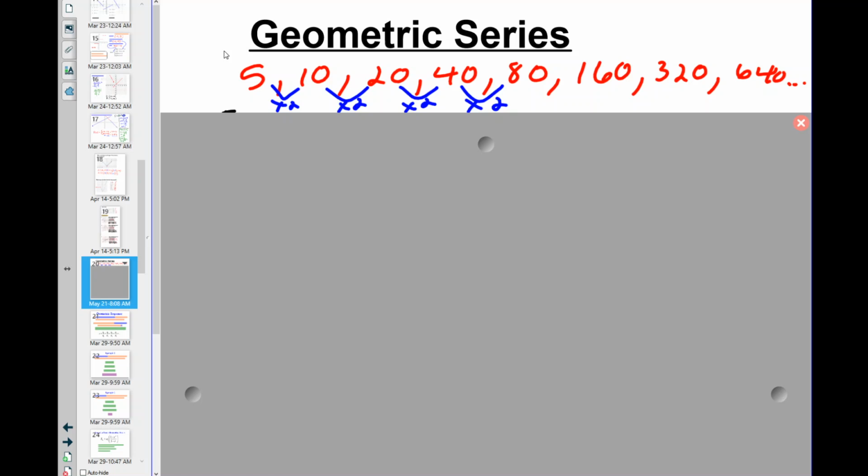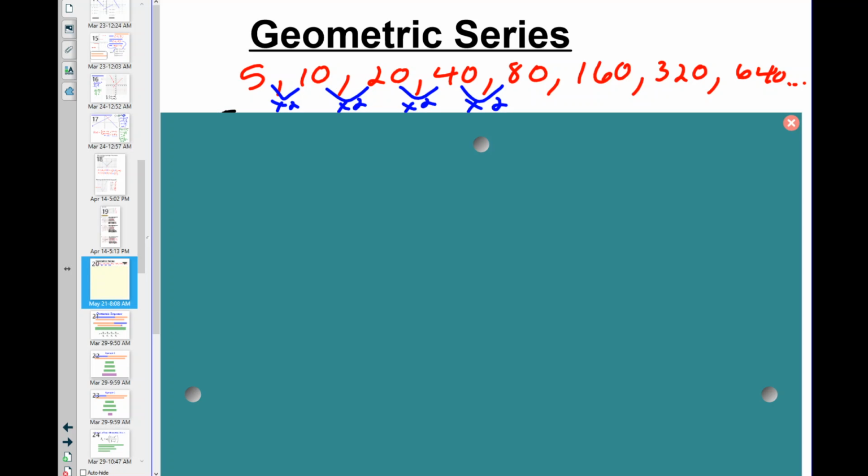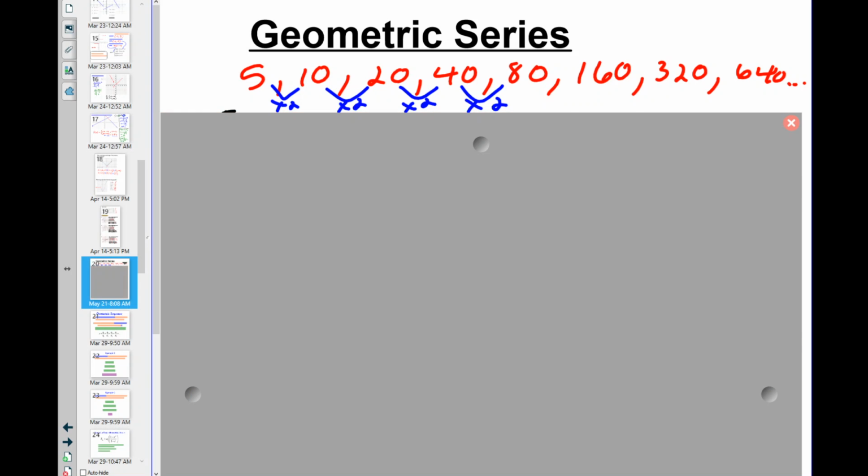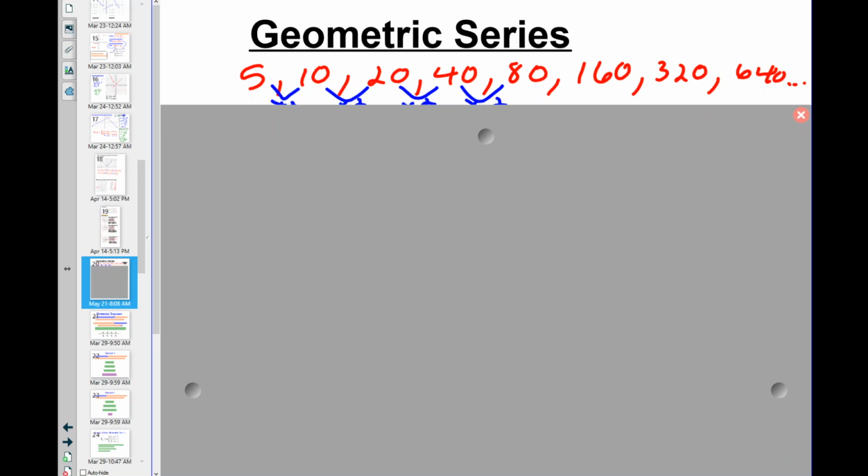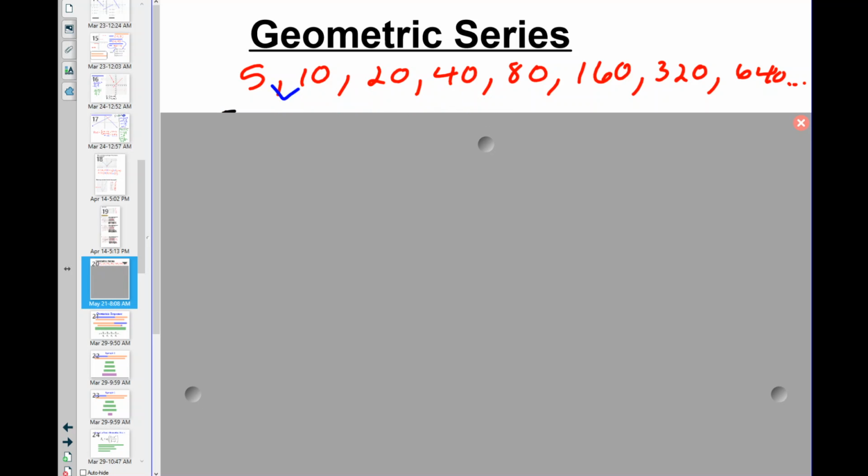Now, something interesting happens, though. Let's pretend this common ratio was negative, because that could happen. And let's say instead of multiplying by 2, let's say I got crazy. Well, I already am crazy, but let's say I got crazier. Let's say I wanted instead to multiply by negative 2 times negative 2 times negative 2. What would happen there? Okay, they would alternate signs. 5 times negative 2 is negative 10. Then it would be positive 20, negative 40, positive 80, negative 160. So keep that in mind. That's something also important to know.